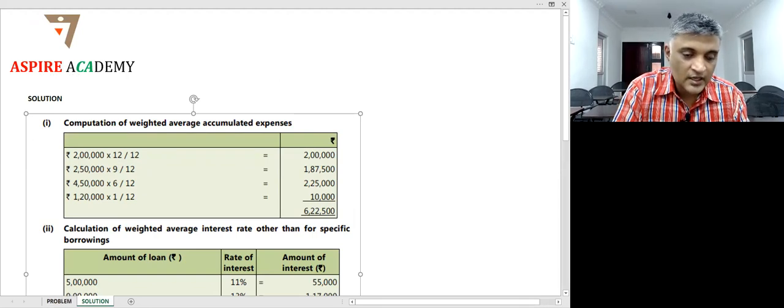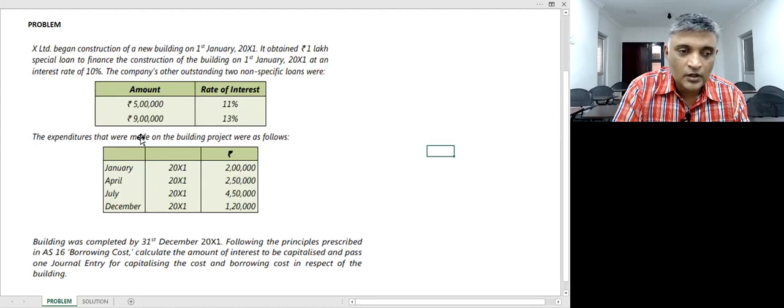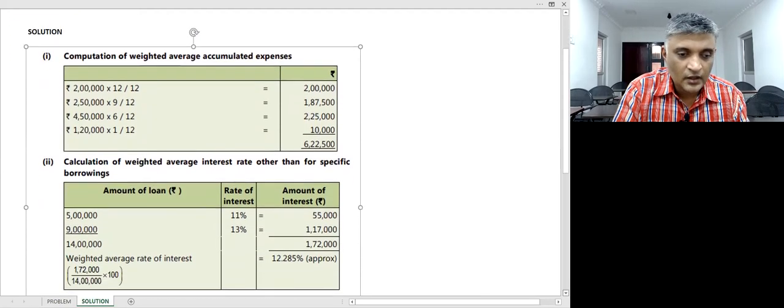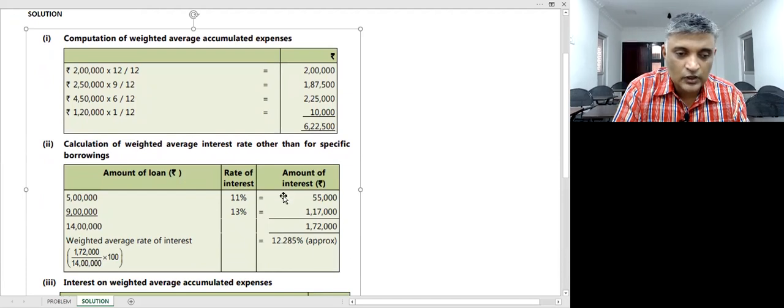That's the first thing. The second working note is we need to find out one interest rate to handle these non-specific loans, because you've got two loans, one at 11%, other at 13%. So we need to have one consolidated rate for that, which is the capitalization rate. So we can find out the weighted average rate, 5 lakhs into 11%, 9 lakhs into 13%. If you do that, you'll have 55,000 and 1 lakh 17,000. So if you divide 172 by 14 lakhs, you will get 12.285%. That is the total rate. That is the one weighted average rate for the generic borrowings.